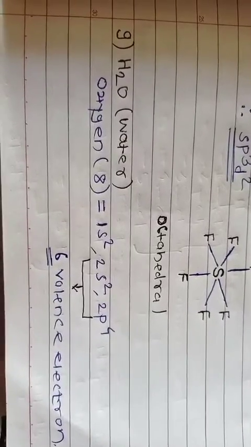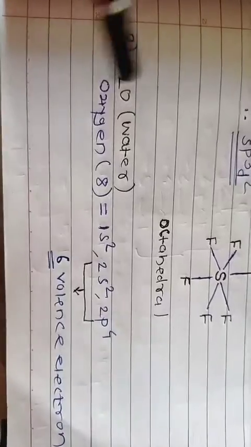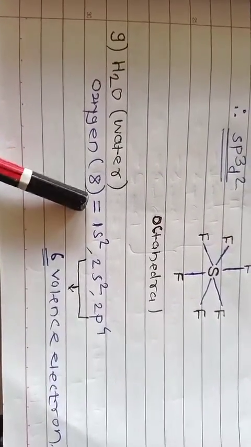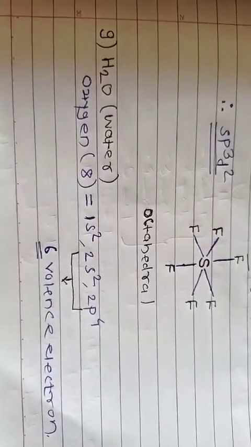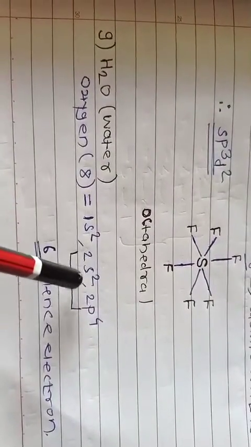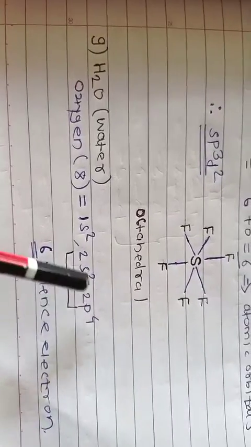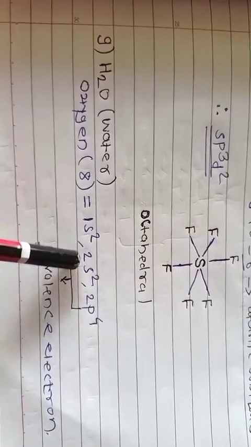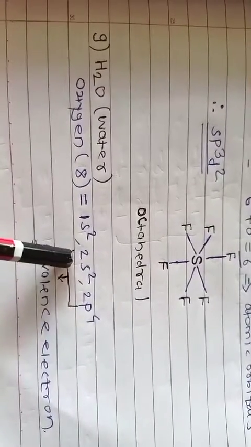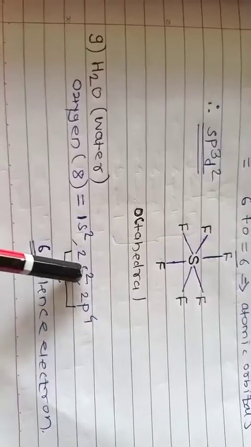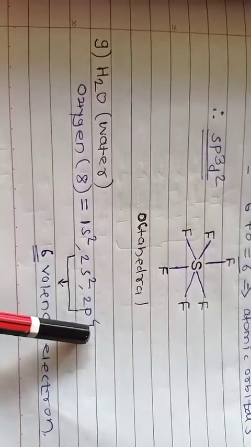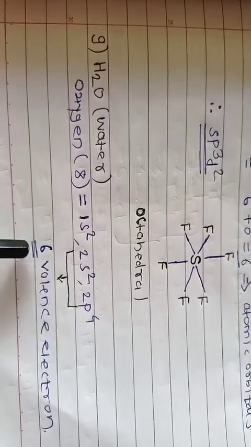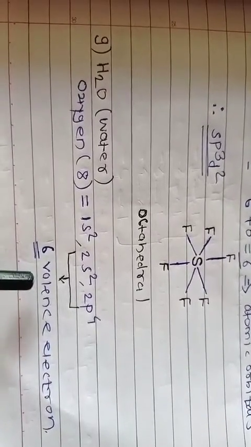Now take the next example, example number 9, water. In water there is an oxygen atom. We know the atomic number of oxygen is 8. So the electronic configuration is basically 1s2 2s2 2p4. We know valence electrons are present in the last shell. The last shell is shell number 2. In shell 2 there are 2 orbitals, s and p. s carries 2 electrons, p carries 4 electrons. So 2 plus 4 equals 6. Therefore the total valence electrons in oxygen is 6.